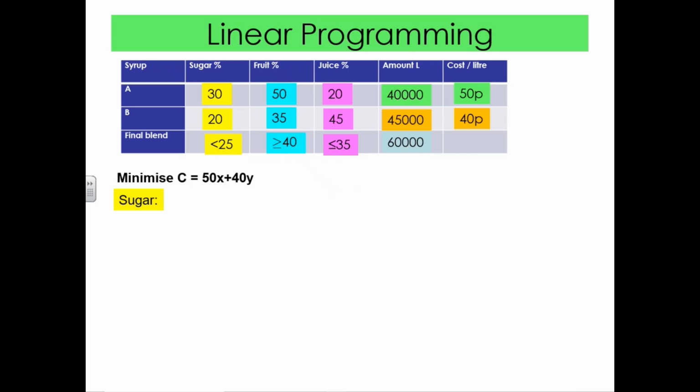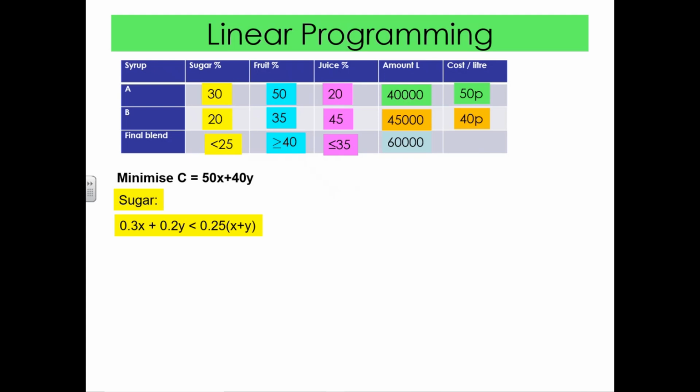So for the sugar, we know that 30% of the syrup A, so number of liters of syrup A, which is x, is sugar, and we know 20% of the blend syrup B is sugar. So the total amount of sugar that we have is 30% of x plus 20% of y. That has to be less than 25% of the final blend. So the final blend is your x plus y, the number of liters of A plus number of liters of B, and 25% of that.